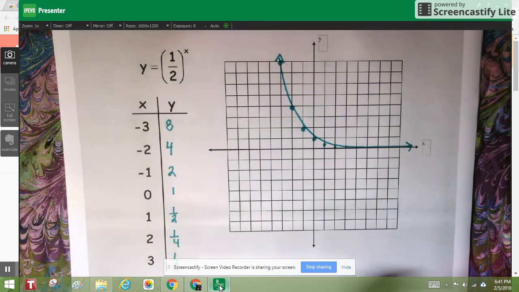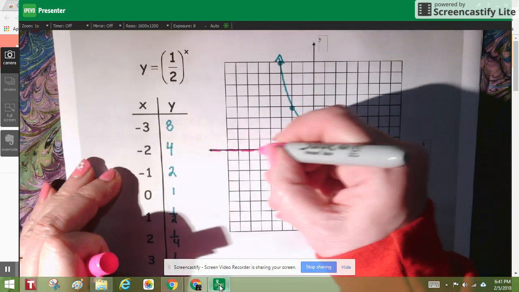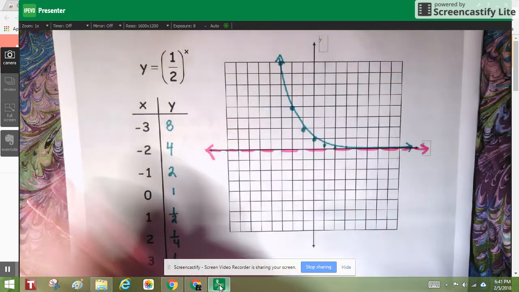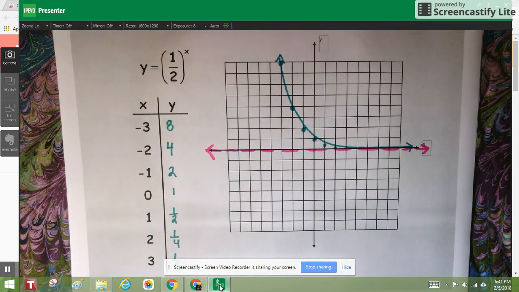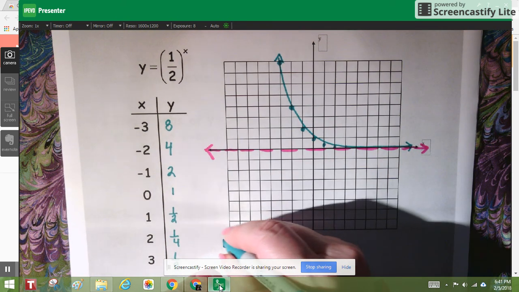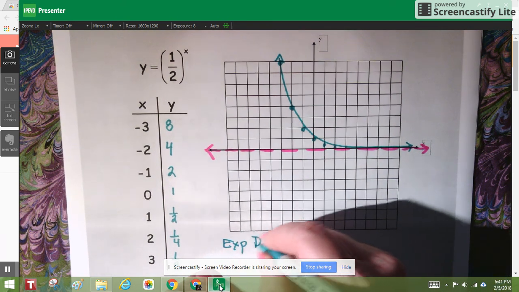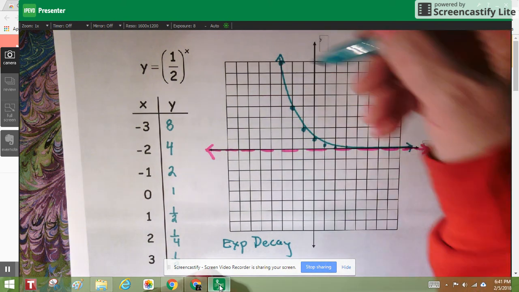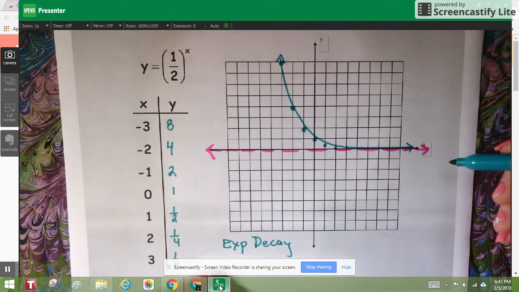So in this case, my x-axis is still going to be my asymptote, which I will draw in with a dotted line. And now you can see that this here we now call exponential decay, because this represents numbers that start high and quickly go lower.